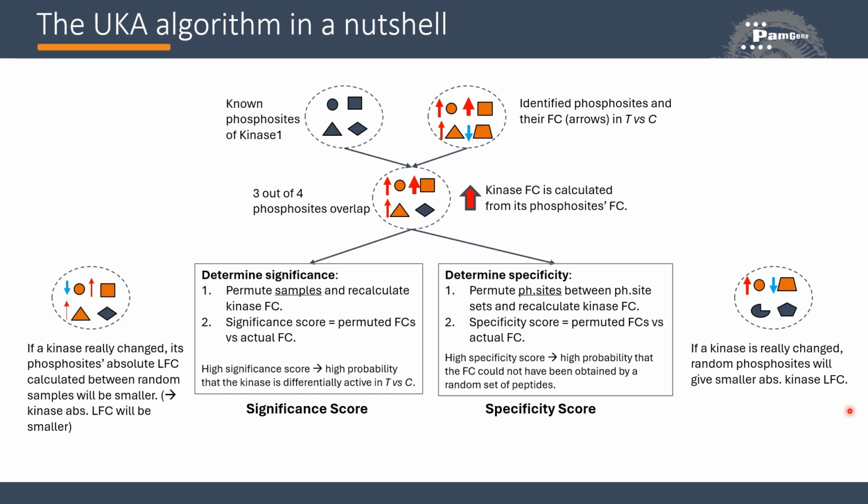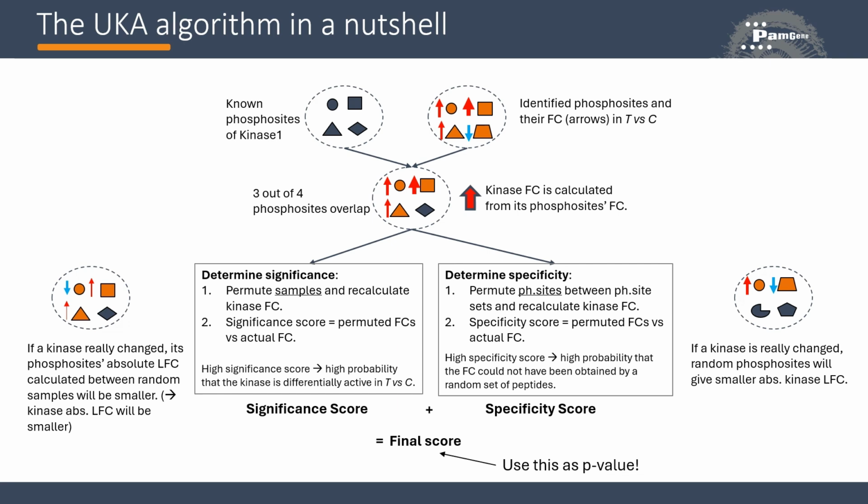The specificity score is calculated based on the difference between the actual kinase fold change and the kinase fold changes coming from the permutations. So, we have two scores, the significance score and the specificity score. As p-value, we use the sum of these, which we call the final score.